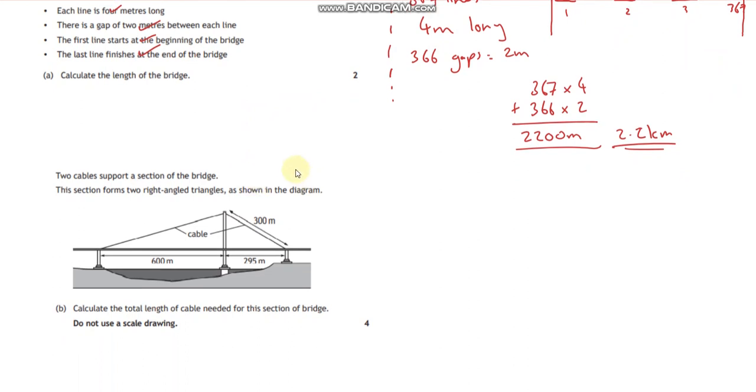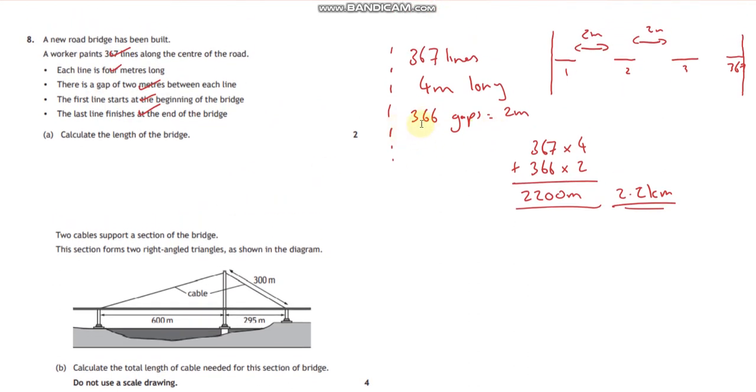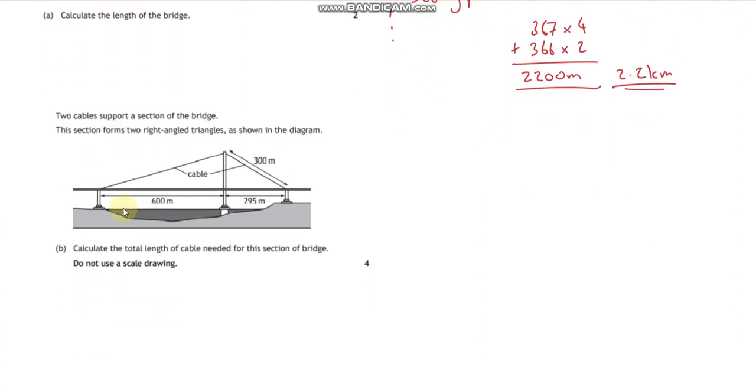So yeah, just 2 marks. You would get a mark for knowing the number of gaps, and then a mark for your final answer. So if you got the gaps wrong, you would have still got a mark here. But yeah, a wee bit trickier with that bit.